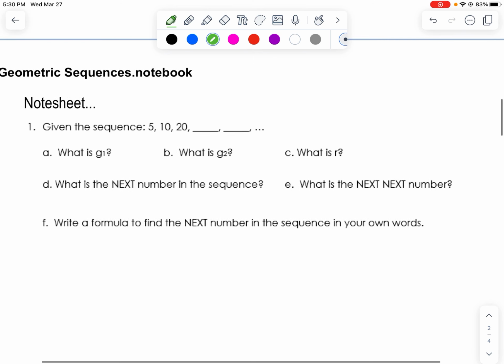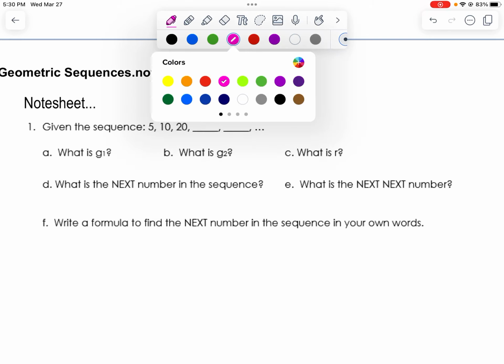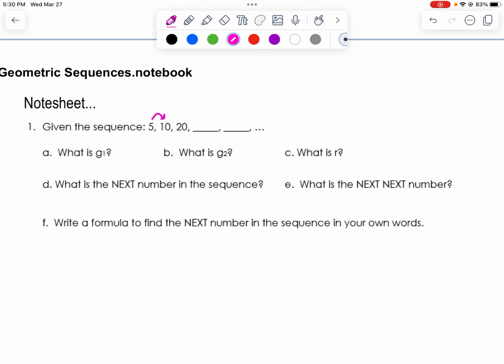All right, our first example here is the sequence 5, 10, 20. Now, hopefully when you look at that, you can figure out what that pattern is. How do we go from 5 to 10 to 20? If you're not sure, you can calculate it, but hopefully you can see that what we are doing here is multiplying by 2. And so 5 times 2 is 10, 10 times 2 is 20, 20 times 2 is 40, and 40 times 2 is 80. So if you can see that pattern, we're just multiplying by 2.